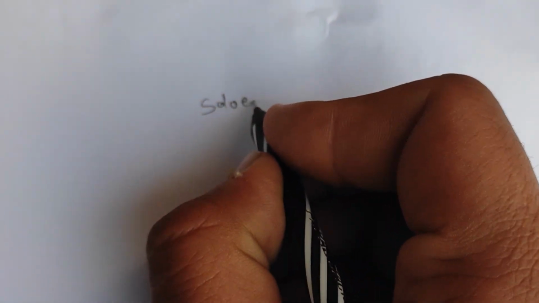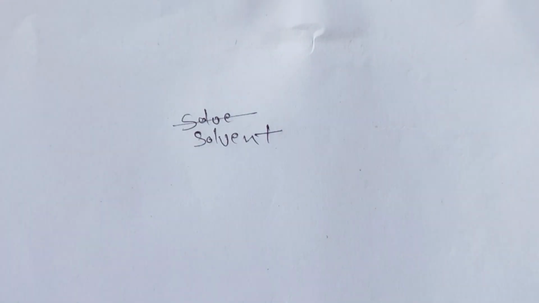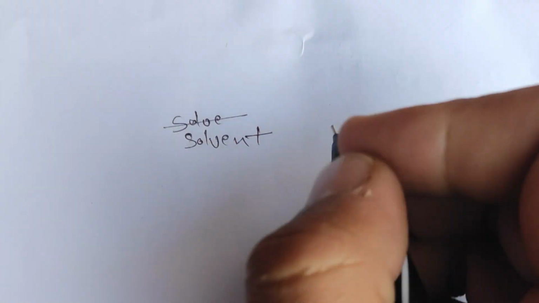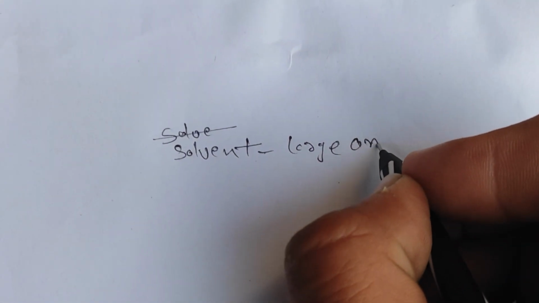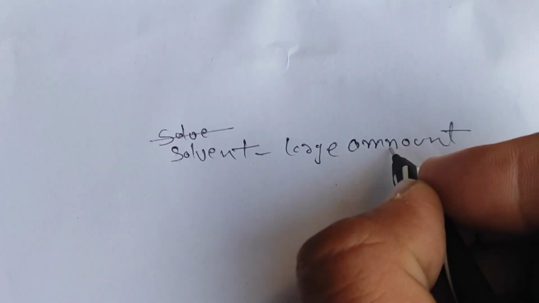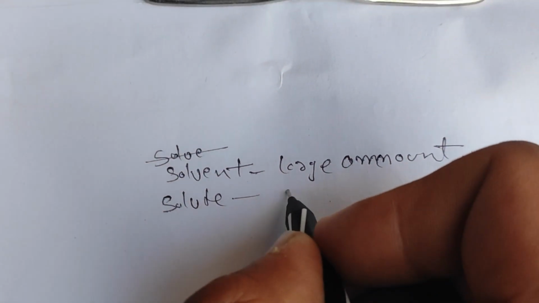In the previous video we talked about the solution chapter. We talked about what the solvent is. The solvent is the large amount of compound in the solution, the large amount part. And second, the solute, which is the less amount part.